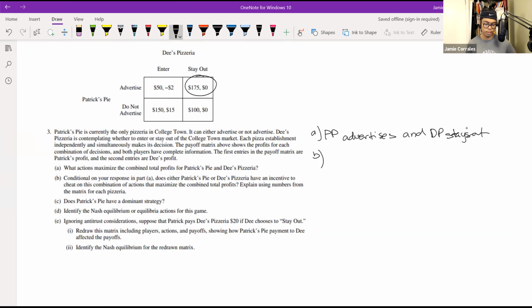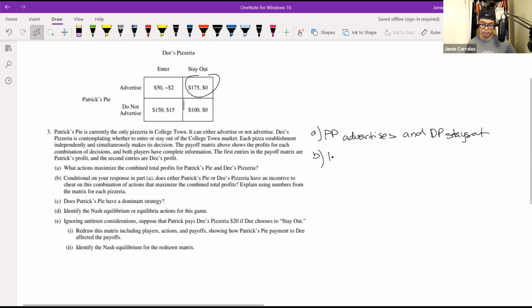Okay. B, conditional on your response in part A, does DP or PP have an incentive to cheat on this combination? Explain using numbers. Well, DP, let's ask ourselves. DP is currently staying out, right? We're assuming this situation. He has another choice, which is, or her, enter. If DP enters, is this a good solution? No, because DP's payoff is -2, and -2 is obviously worse than 0.